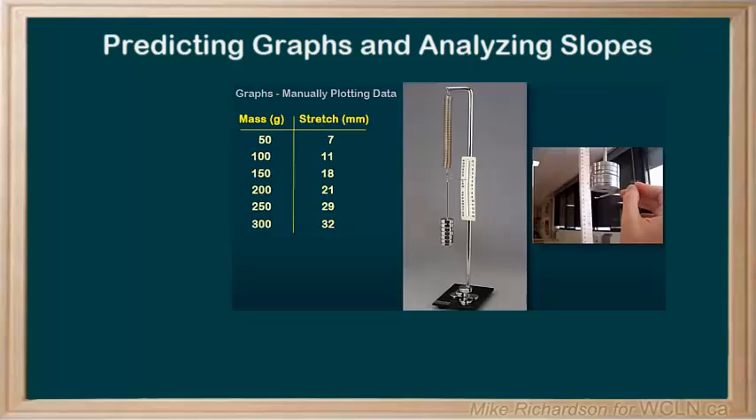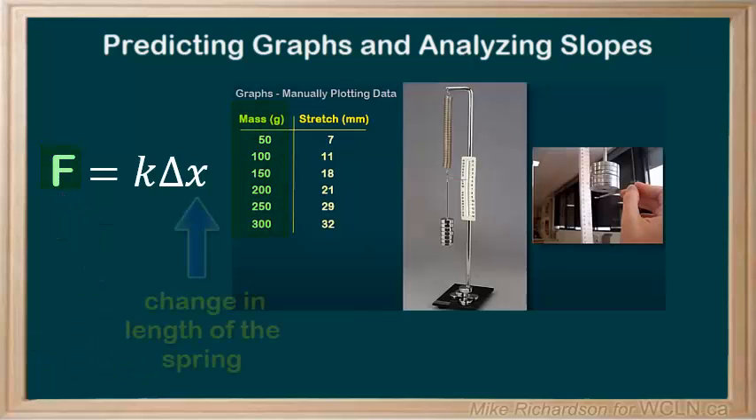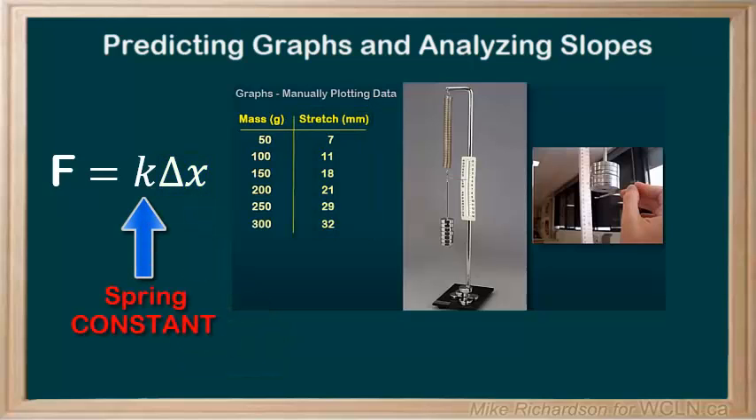For springs, you will know that ideal springs adhere to Hooke's law. Hooke's law states that F is equal to k times change in x, where F is the force providing the stretch, in this case the hanging mass m, and change in x, or delta x, is the change in length of the spring, or stretch. k will be the spring constant.